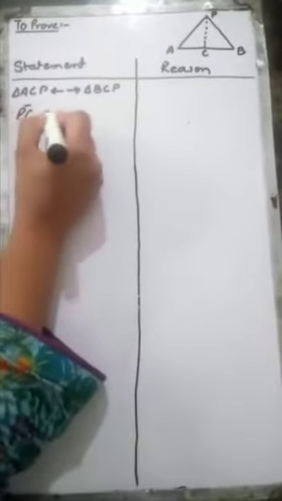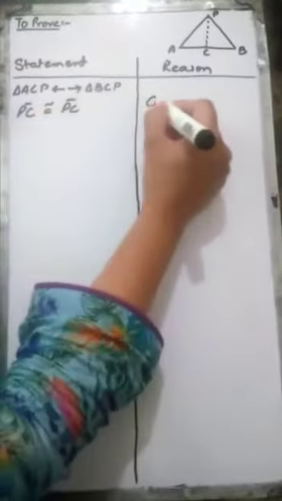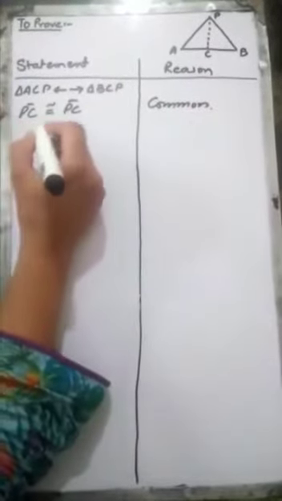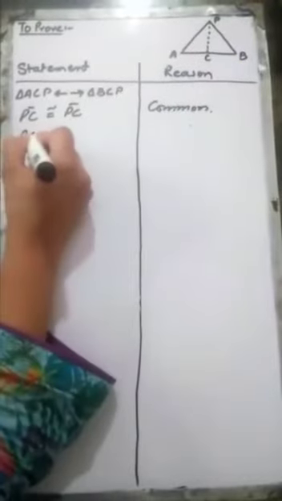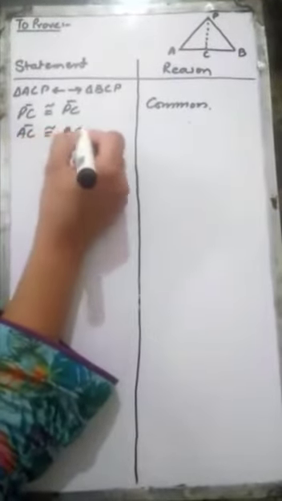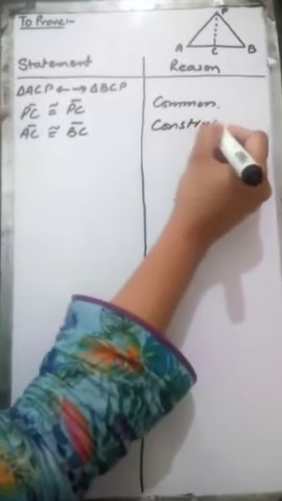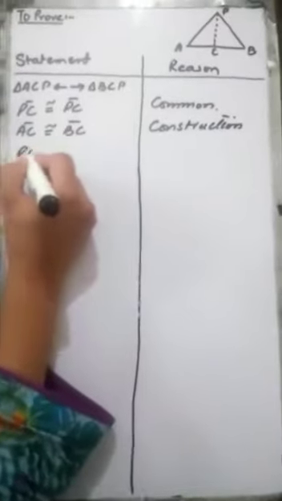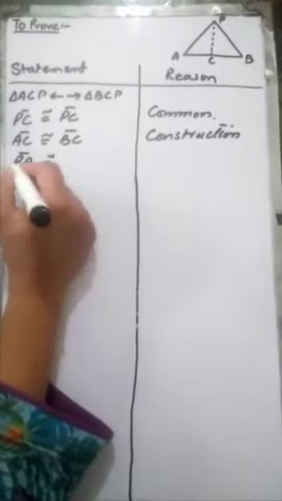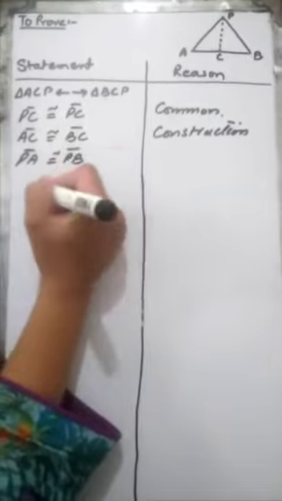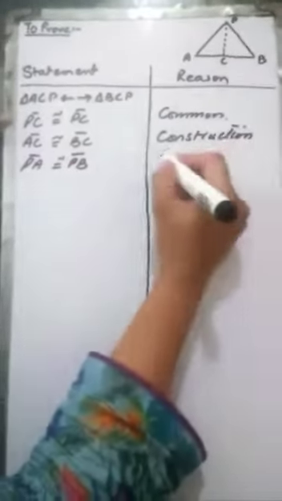Number one, you can see that PC side is common. PC is congruent to PC, and what is the reason? It is common. Next, AC is congruent to BC, and what is the reason? We have done it in construction. And next we can see that PA is congruent to PB, and what is the reason? The reason is it was given.